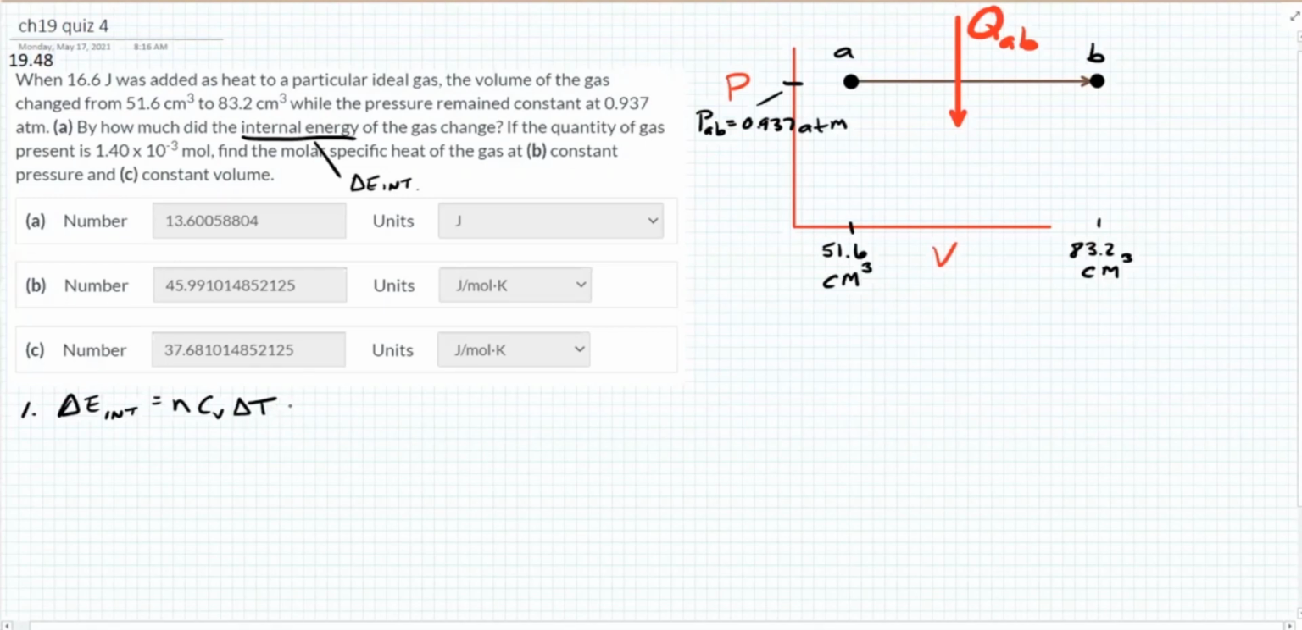All right, so let's get an answer here. Ready? Unless it's not quite so easy, but what's N? I do know the quantity of gas present. All right, so I do know N. Here's N: 1.4 E minus 3 moles. That's N. Here's CV.